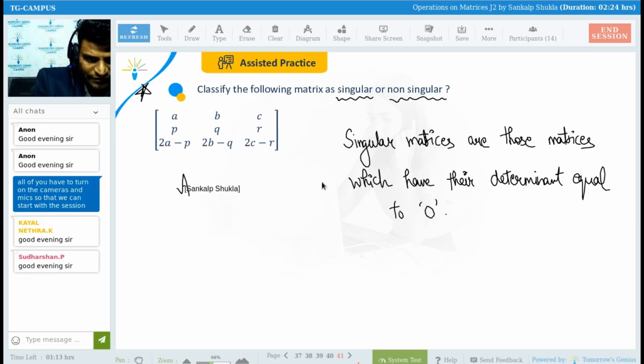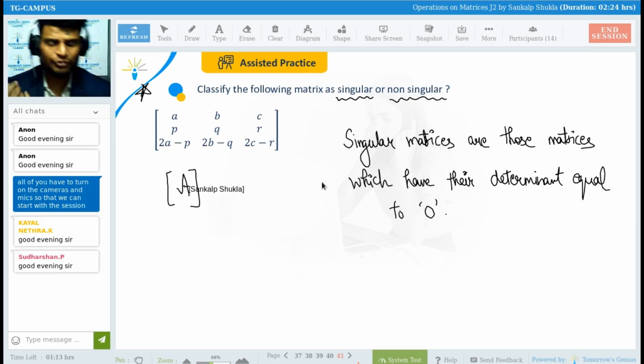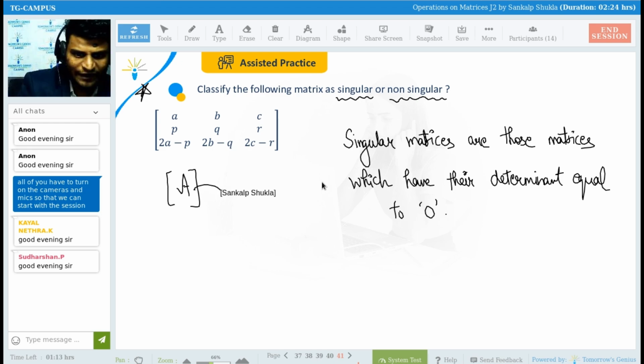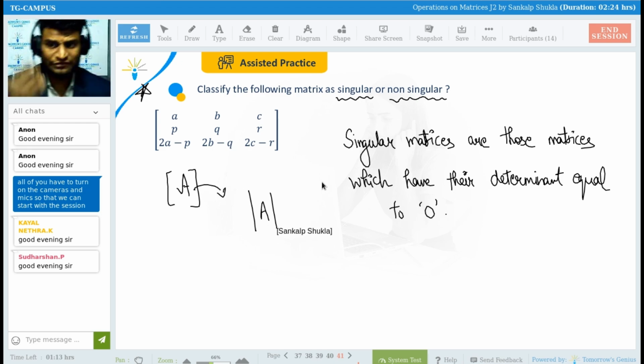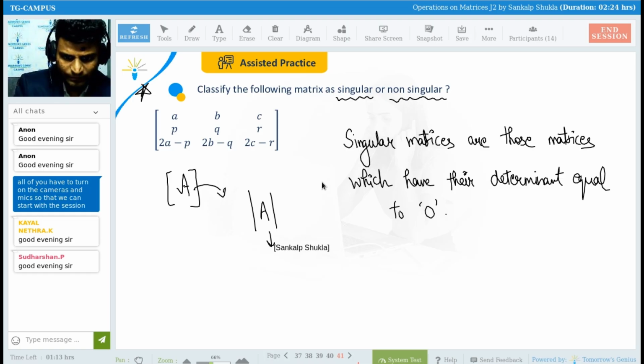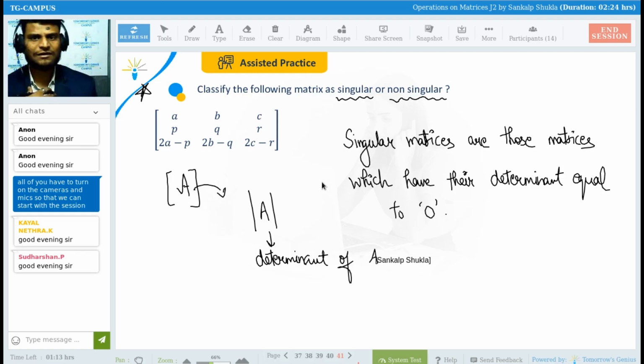So if a matrix A is there, how do we know whether it is singular or not? You just find mod A. Now what does this mod A mean? Mod A means determinant of A. I will completely tell you what a determinant is and how to find its value. That's not an issue. But this condition is very important. Mod A is called the determinant of A. So what are singular matrices? Singular matrices are those matrices which have their determinant equal to 0.